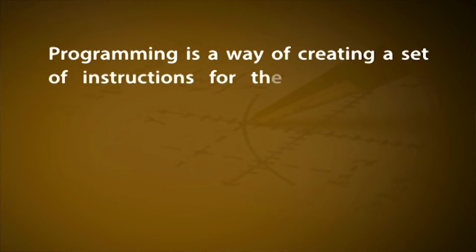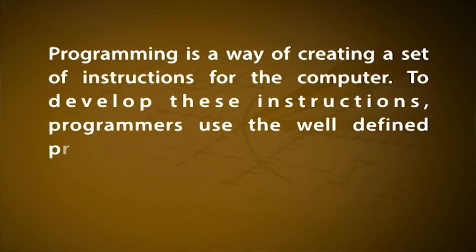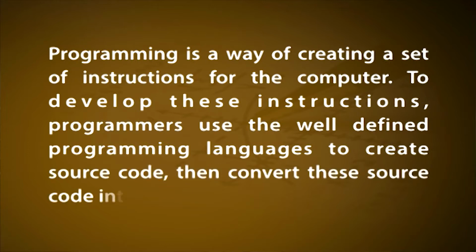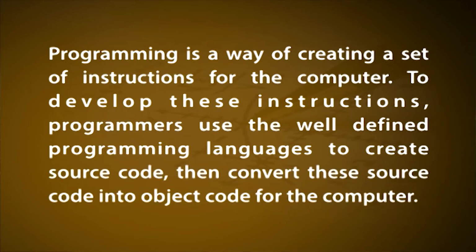Programming is a way of creating a set of instructions for the computer. To develop these instructions, programmers use well-defined programming languages to create source code, then convert this source code into object code for the computer. Machine code consisting of zeros and ones is the only language understood by the computer. But programming using ones and zeros is difficult and error-prone, and hence researchers developed more sophisticated programming languages. The programming tools are developed to make programming easier and are used to convert the human-like instructions into strings of ones and zeros.